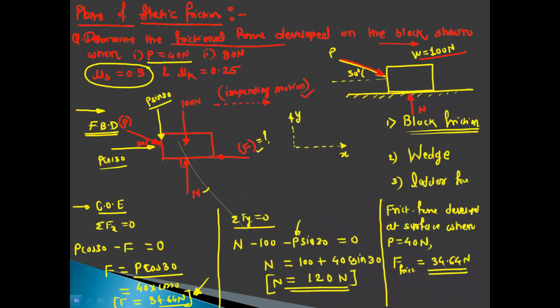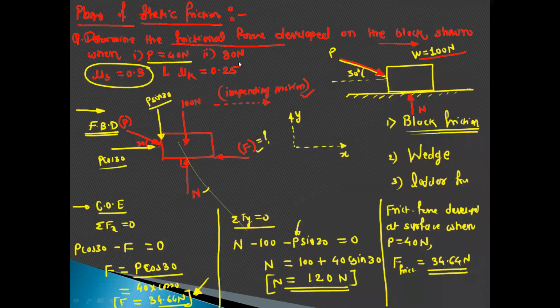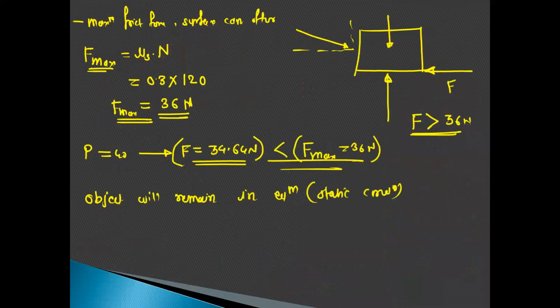What is given? The second condition is 80 Newton. At 80 Newton, we have to find the frictional force, and then decide whether the object will remain in static condition or in dynamic condition. So when P is 80 Newton, we will find the frictional force.